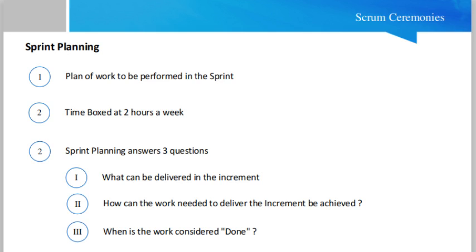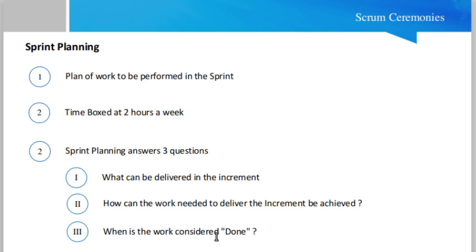In this event or ceremony, basically the Scrum Master, the product owner, and the Scrum and development team plan the work to be performed in the sprint. The time box is 2 hours a week. Sprint planning answers 3 questions: what can be delivered in this increment or sprint, how can the work needed to deliver the increment be achieved, and what is the work considered done actually.